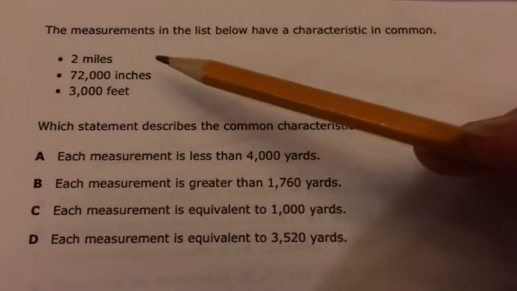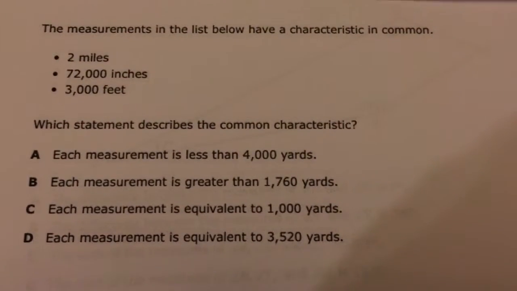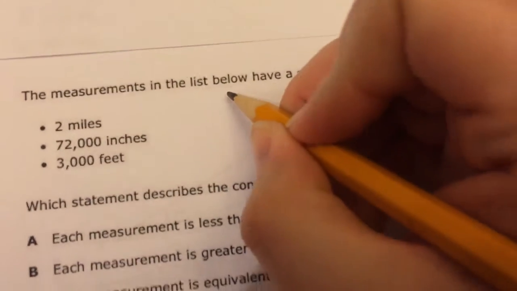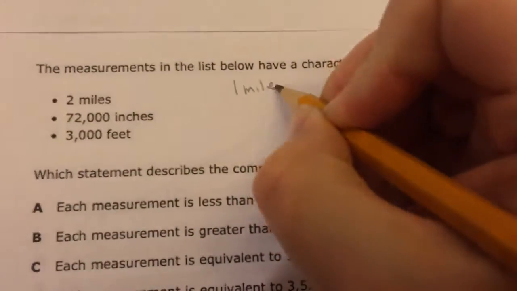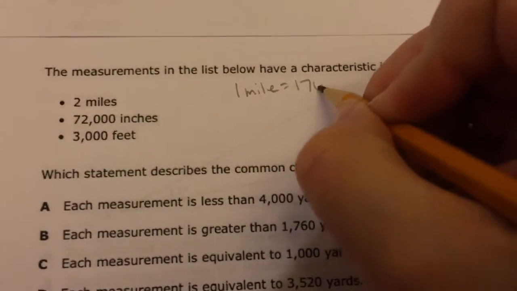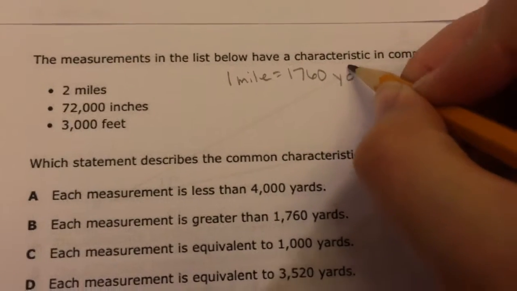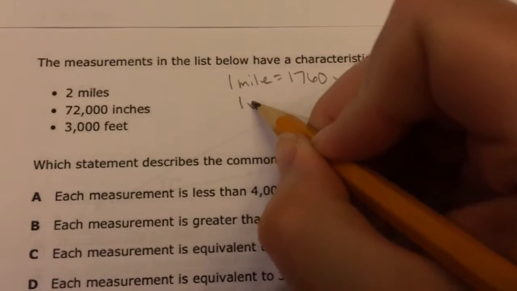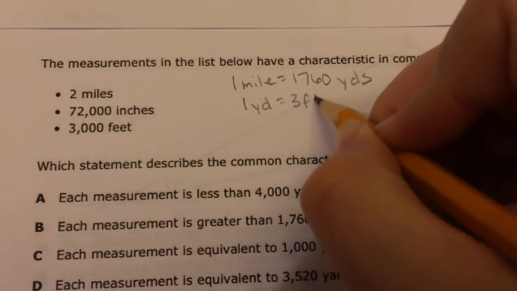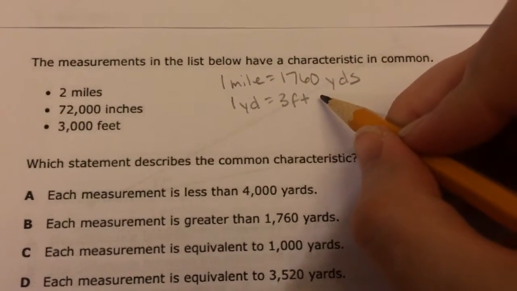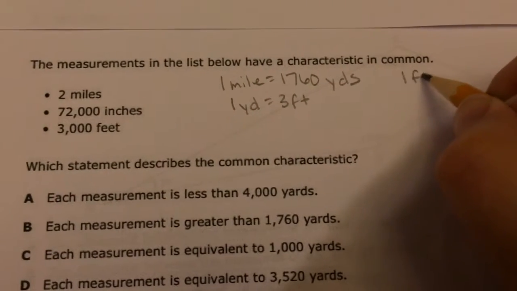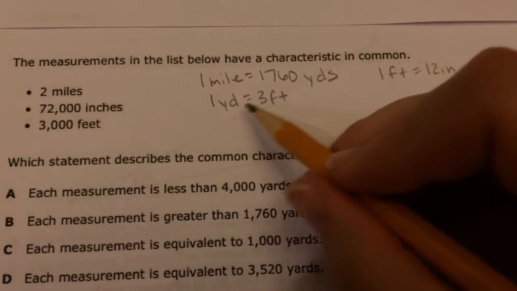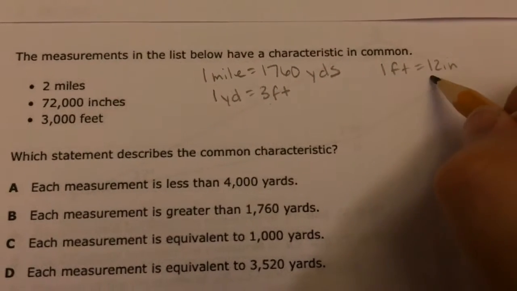All right, this is something that we would use our handy dandy STAAR chart on. I don't have one in front of me, but luckily I kind of remember what's going on. I remember that 1 mile is 1,760 yards. I do also know that 1 yard is 3 feet, and I also know that 1 foot is 12 inches.